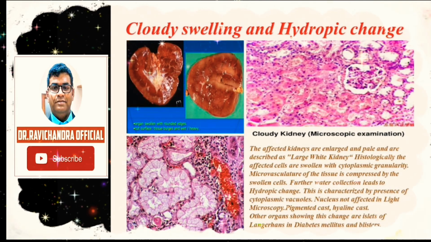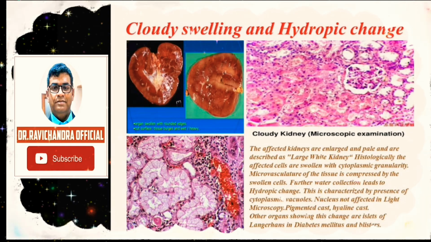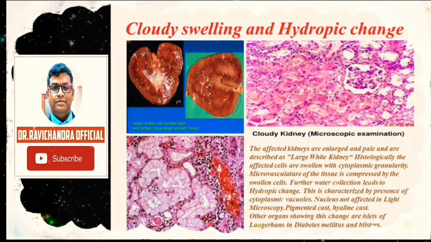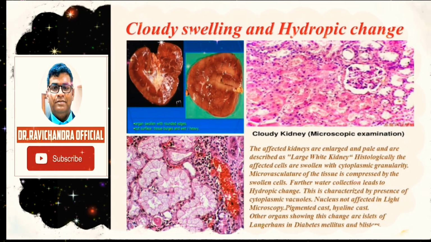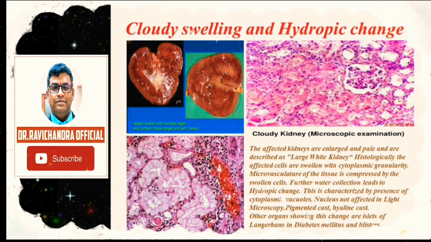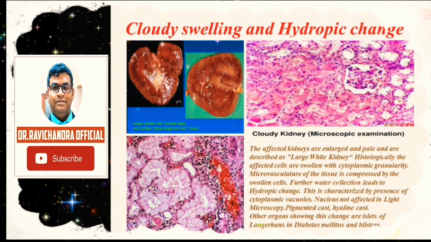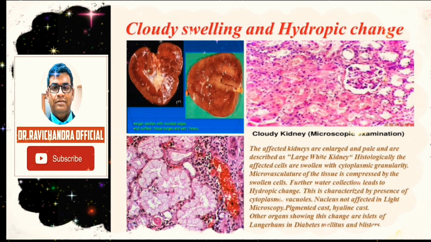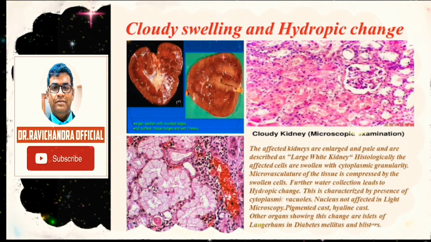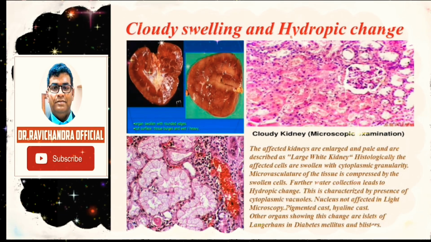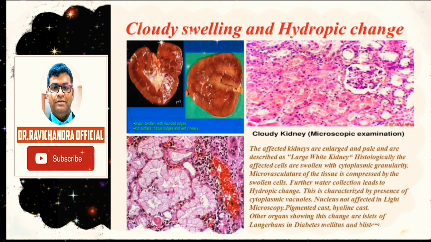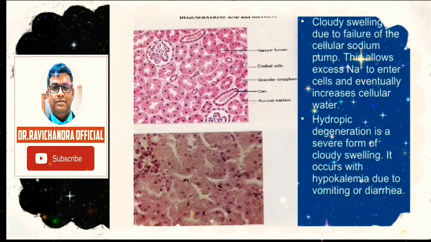Water collection leads to hydropic change. This is characterized by the presence of cytoplasmic vacuoles. But the nucleus is not affected, as you see in light microscopy. Pigments, casts, and hyaline casts may be seen. Other organs which show cloudy change or hydropic change are the islets of Langerhans.